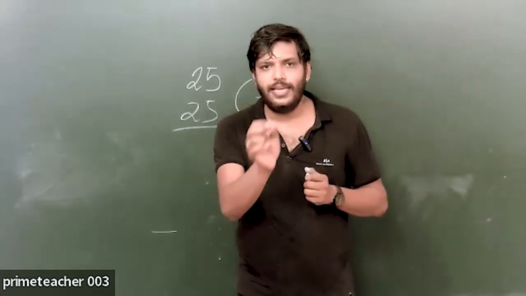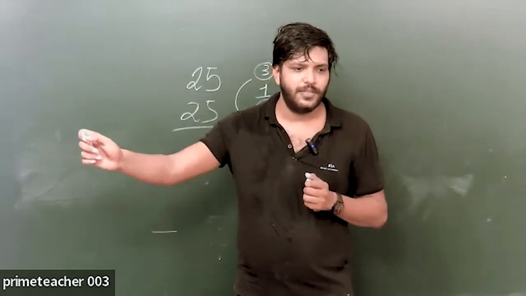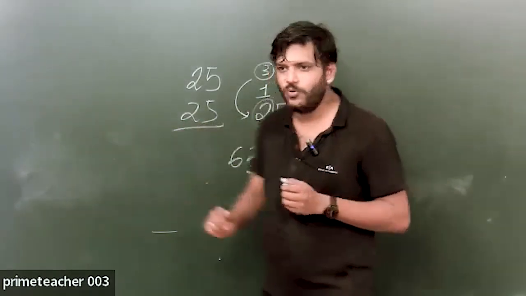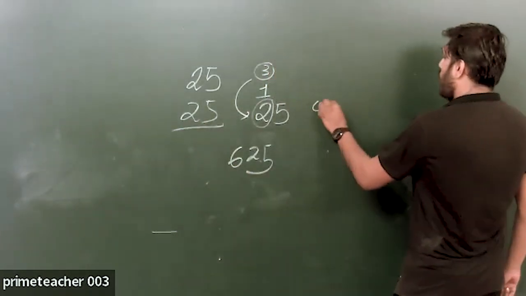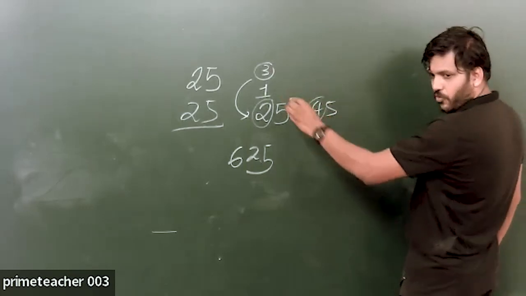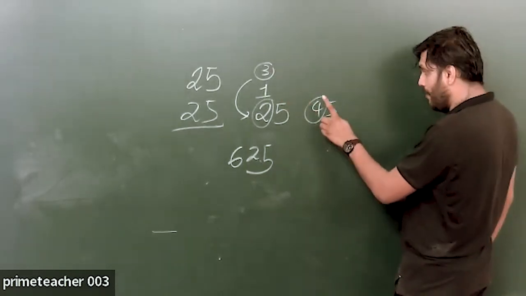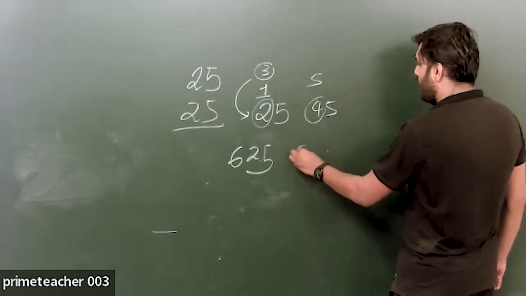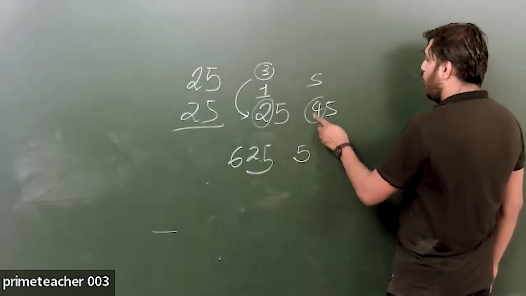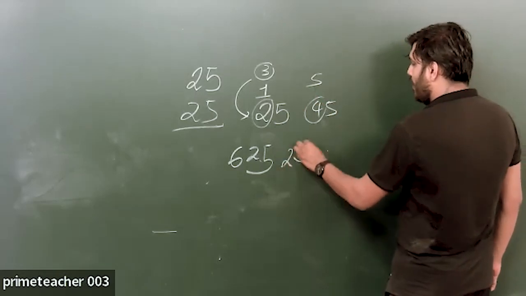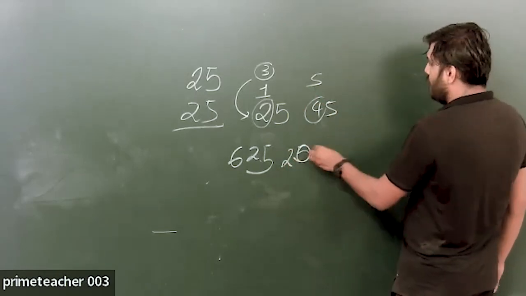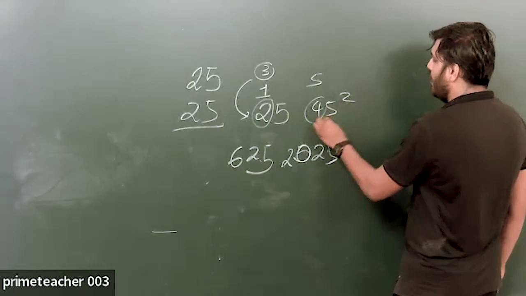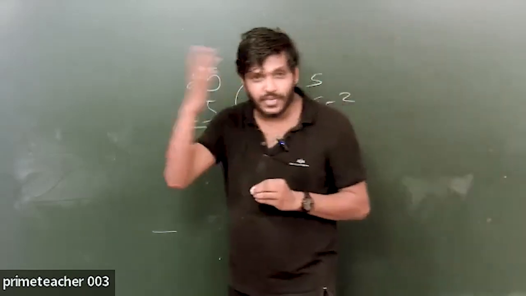That was called Ekadhikena Purvena, 1 more than the one before. So if you have 45 squared, 1 more than the one before. This is 1 before, 4 is 1 before. 1 more than 4 is 5. So you write 5. And 4 times 5 is 20, if I'm not wrong. And 5 squared is 25. So 45 squared is 2025. You can even work it out in your head.